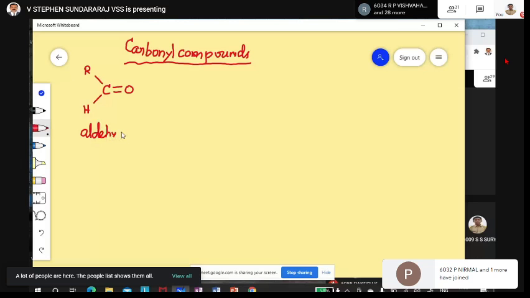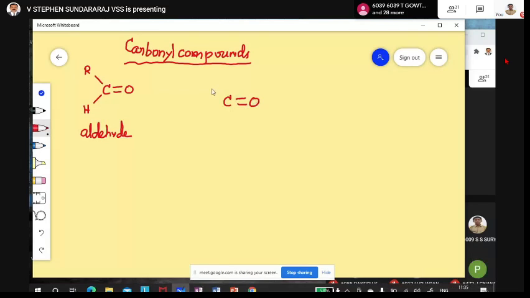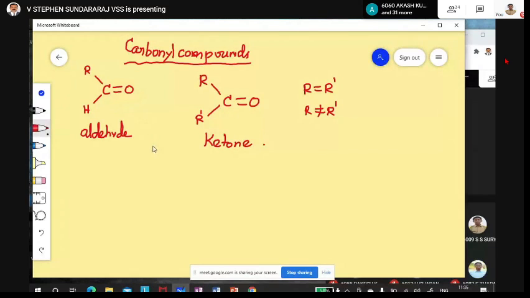Similarly, with this carbon oxygen double bond, if the two valencies are satisfied by R and R prime, where R may be equal to R prime or R may not be equal to R prime, both being alkyl groups, this is called a ketone. So carbonyl group means a carbon oxygen double bond should be there. Later on I will tell you why.